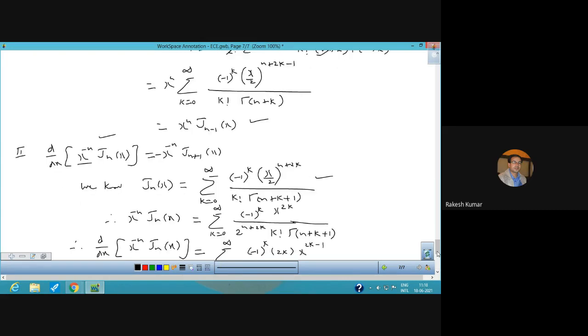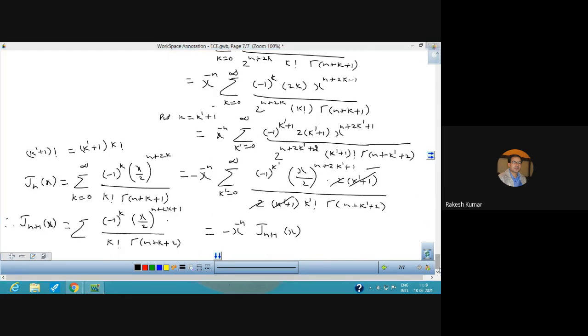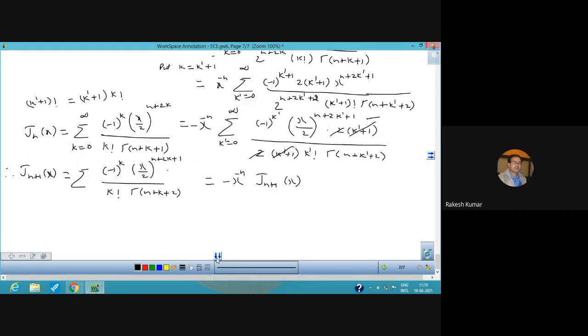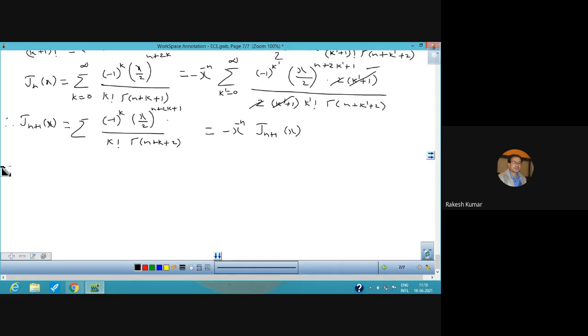So the second recurrence formula is this: ddx of x raised to power minus n Jnx is equal to minus x raised to power minus n Jn plus 1x. And we have to remember these recurrence formulas. Now with the help of these two, we can proceed further and find out other formulas, the formulas which we can get.